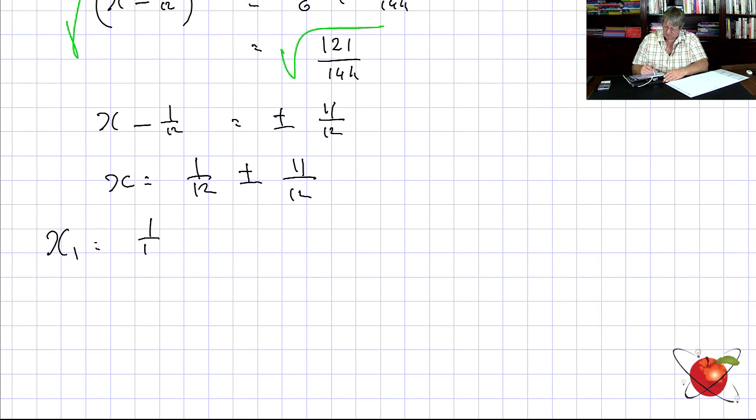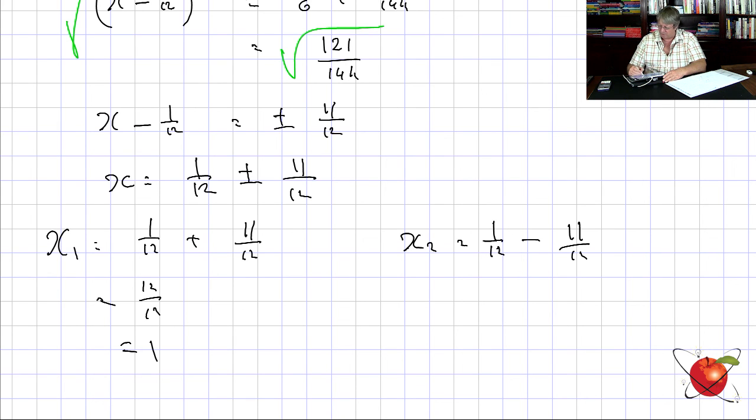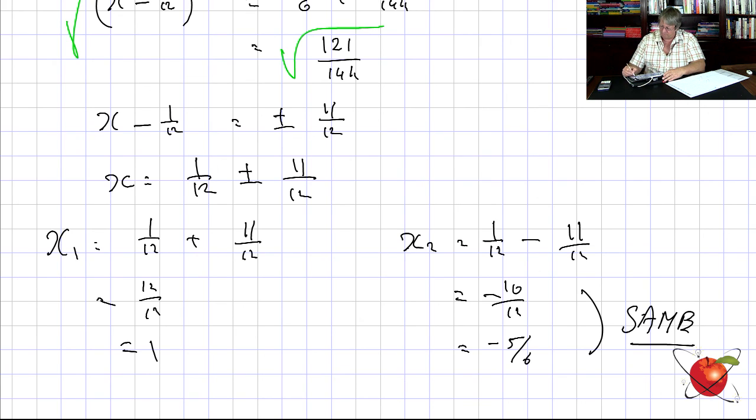x1 is 1 over 12 plus 11 over 12. It doesn't matter which way around you do this, okay? And x2 is going to be 1 over 12 minus 11 over 12. And that's pretty easy. That's 12 at the bottom. It becomes 12 over 12, which is 1. This is 1 minus 11, which becomes minus 10 over 12, which becomes minus 5 over 6. All right, and we get the same again. Okay, so all three have given us the same answer.